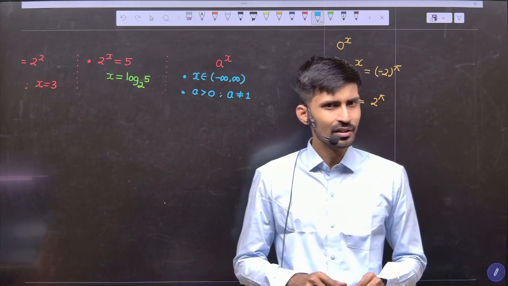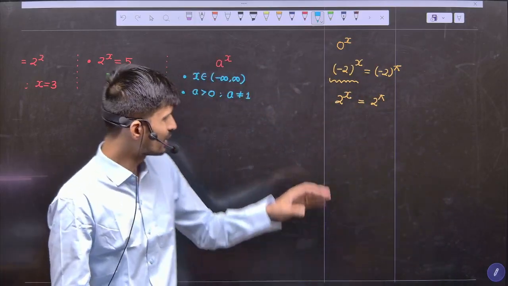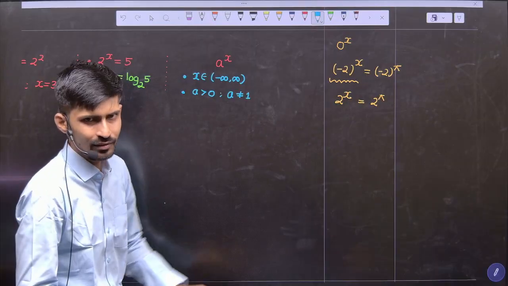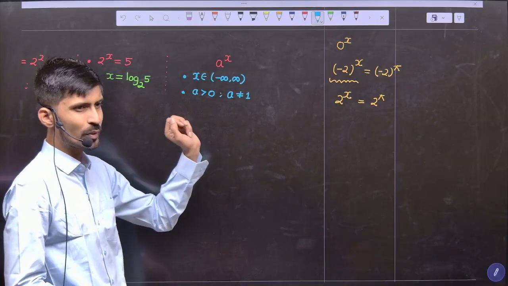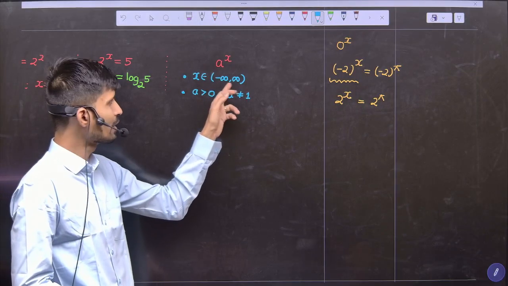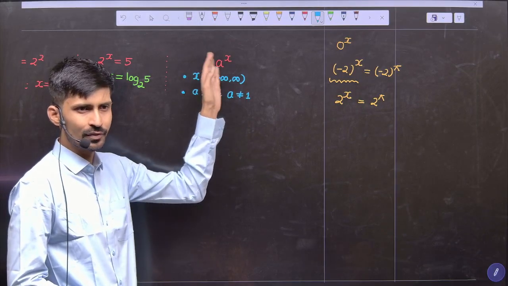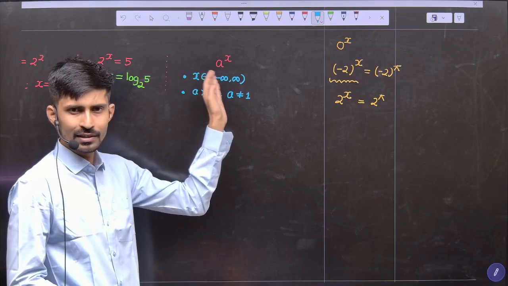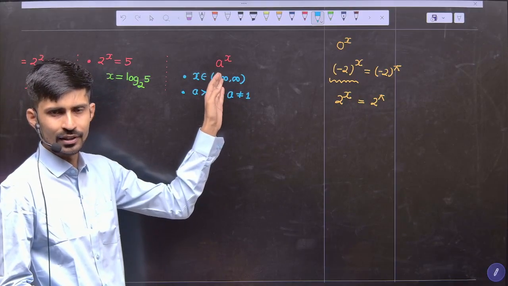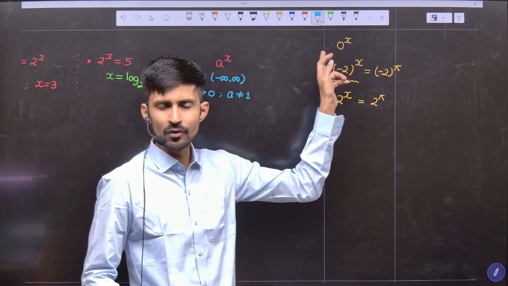So in a nutshell, what I am trying to say here is, first of all, in a raised to x, at the place of x, we can put any number between minus infinity to infinity. Under that condition, when x is from minus infinity to infinity, a can be neither 0 nor a negative number.